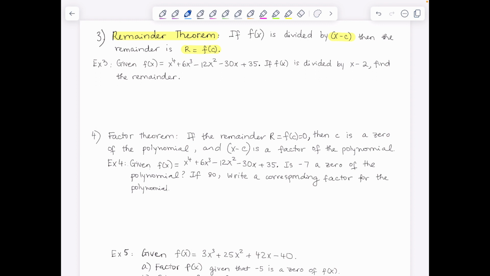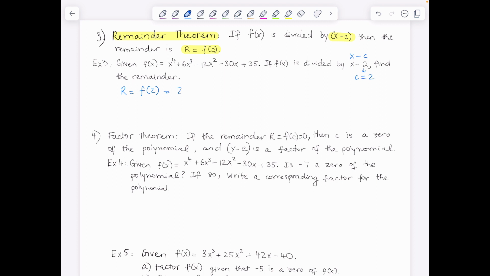Example 3, given f of x is equal to x to the fourth plus 6x cubed minus 12x squared minus 30x plus 35. If f of x is divided by x minus 2, find the remainder. So we are going to evaluate the function at c. Comparing x minus 2 with the form x minus c, you can see that c is equal to 2. So to find the remainder, we would evaluate the function f at 2.